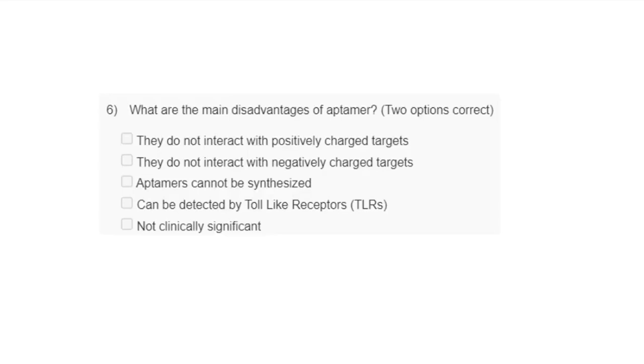This is the sixth question. What are the main disadvantages of aptamer? You have to select two correct options. So here the correct options would be they do not interact with negatively charged targets, because these aptamers themselves are negatively charged. So they do not interact with negatively charged targets, and they can be detected by toll-like receptors, as these can be detected as foreign DNA by the body. So these two options will be the correct answer.